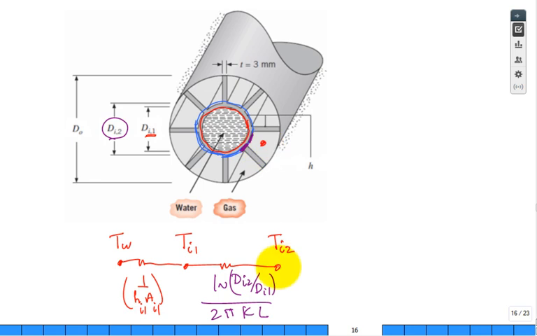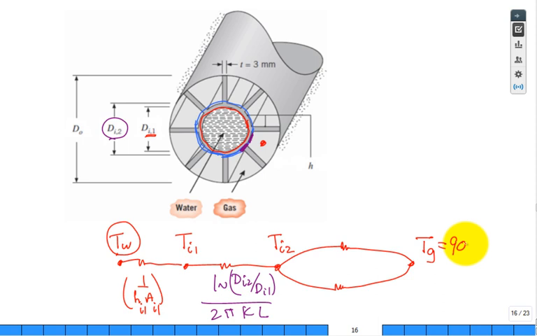Well, at this point, I've got to do two paths. This is the gas temperature, just like this was the water temperature. This is my, what was it, 900 Kelvin? I can't remember. And this is 300 Kelvin, right? How can the heat go from Di2 into the gas?